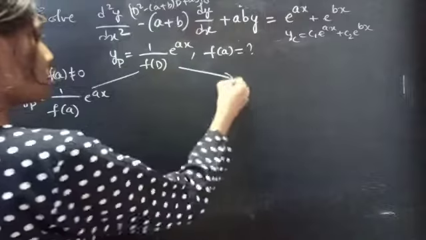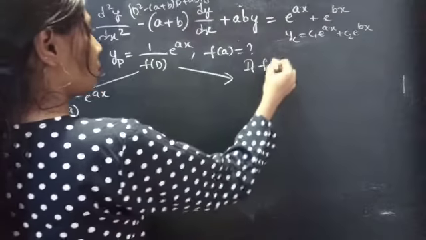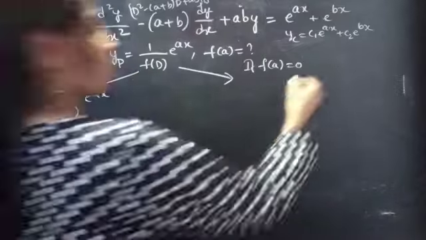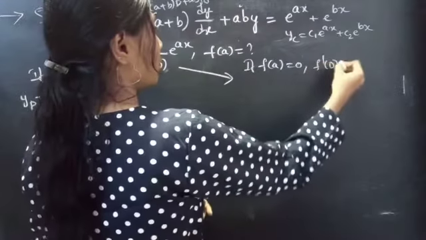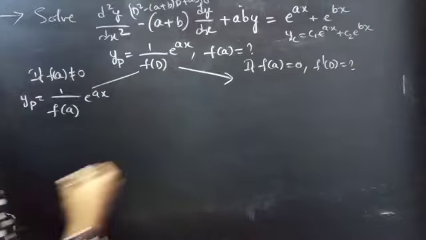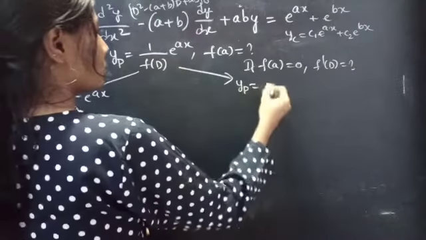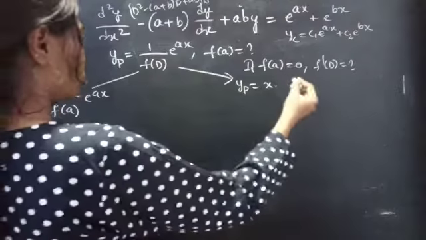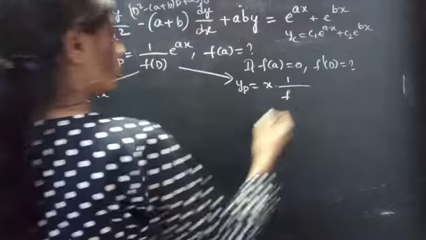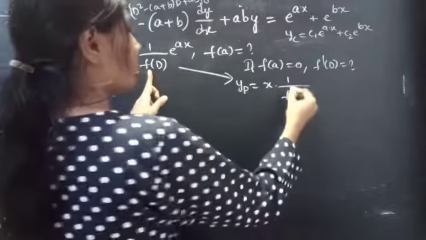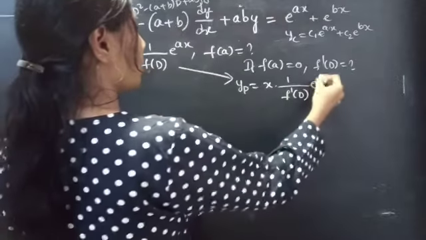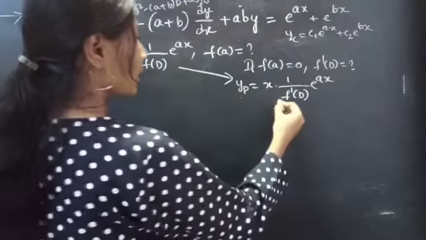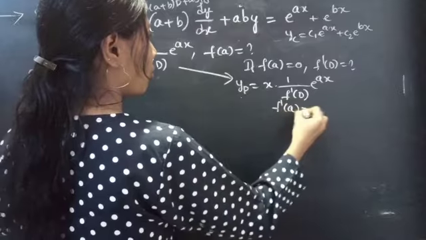What happens if f of a is equals to 0? Then you need to find f dash of D. Then you'll get yp equals to, put 1x. Here you don't have any x, so we'll just start here, we'll put 1x and we'll find f dash of D into e power ax. Here we have to find again f dash of a.